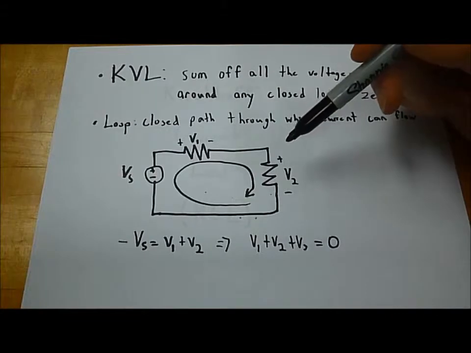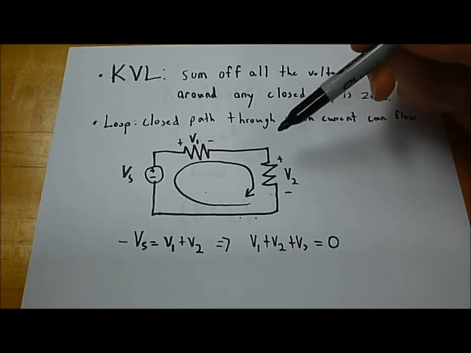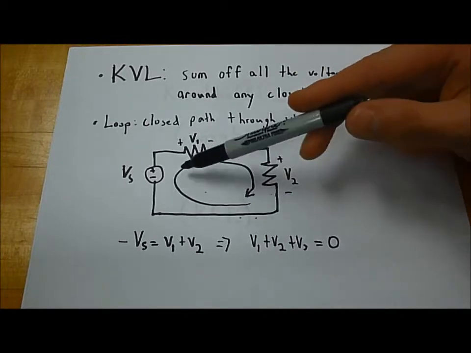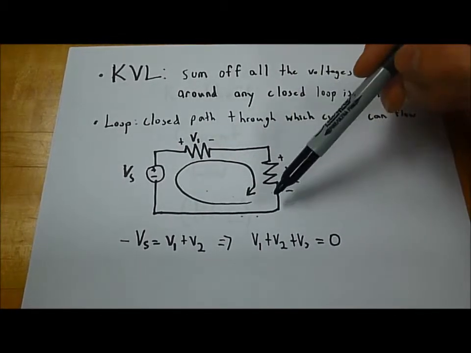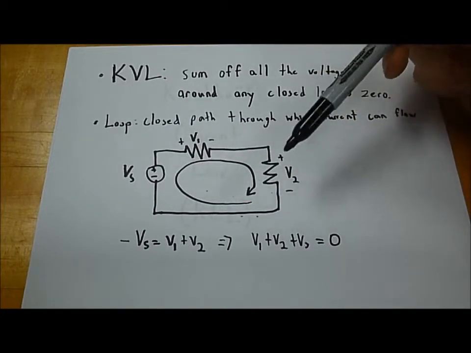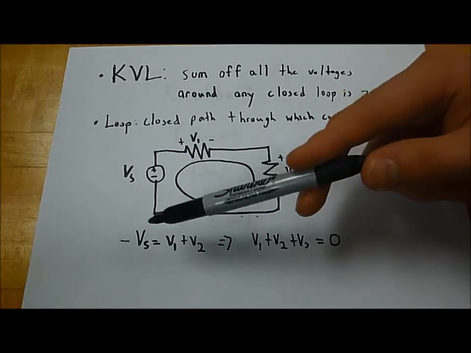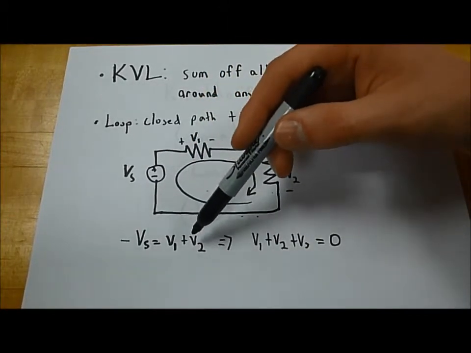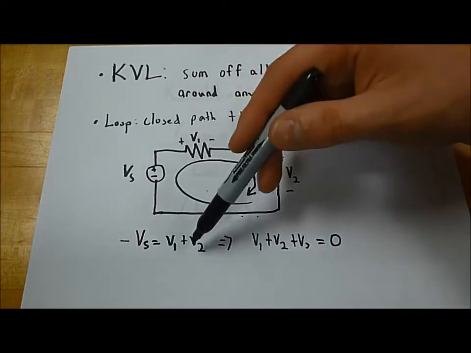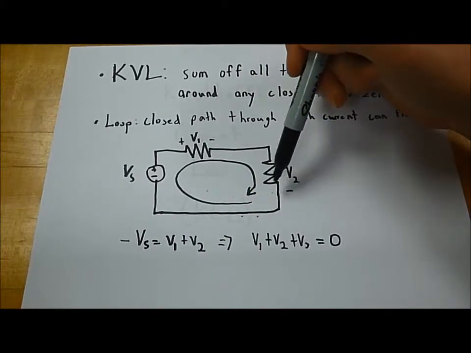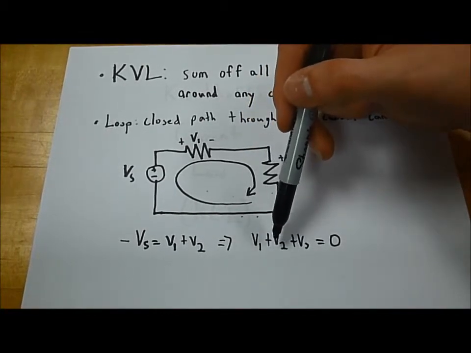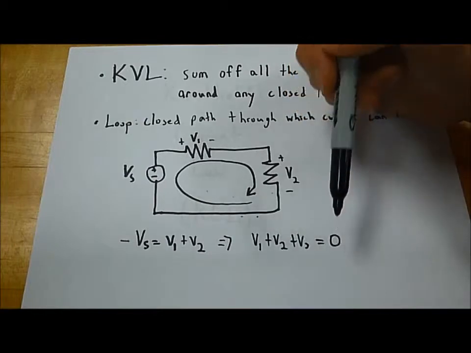Now if we look at this circuit, this means that with this passive sign convention of plus minus, and the flow of current in this direction, the sum of these voltages around this loop has to equal zero. That means that minus Vs will be equal to the value of the voltage dropped across this resistor plus the value of the voltage dropped across this resistor, meaning that when all of these voltages are added together, it will equal zero.